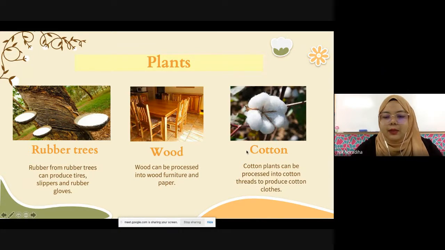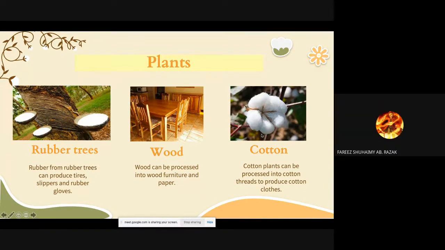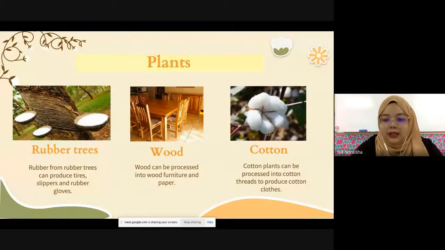Last one. What do we have here? What flower is this? Cotton flower. Good job. So as you can see, these fluffy cotton flowers will be processed into cotton threads. Then what do we do with the cotton threads? Same like the silk and also the wool just now. It will be used to produce cotton clothes. The shirt or the cotton pants are made from cotton plants. So rubber, wood, and also cotton are examples of materials that have plants as their basic source.